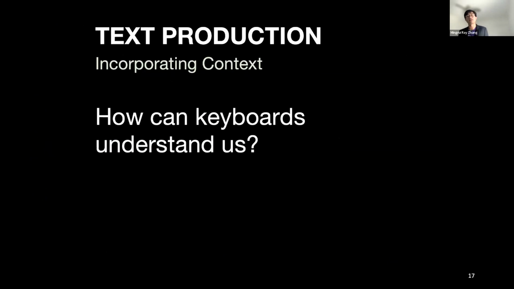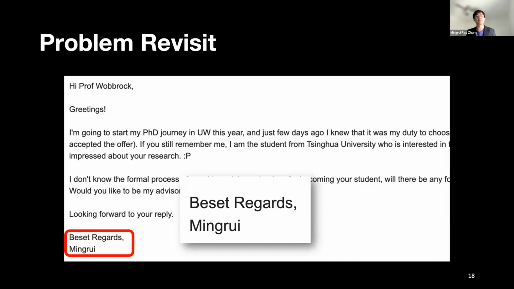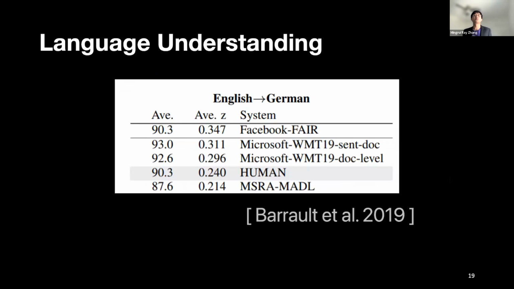So we will start from text production. As I mentioned before, incorporating context is key for computers to understand us. But how can we achieve that? Let's revisit the email example. Anyone who knows English will understand there's a typo. And we do know that there are algorithms that are able to understand our language pretty well. For example, with the recent advancement in deep learning algorithms, computers are doing surprisingly well in language-related tasks.